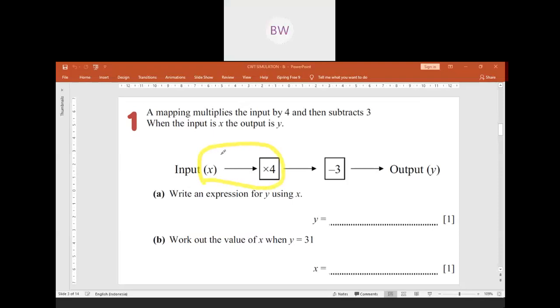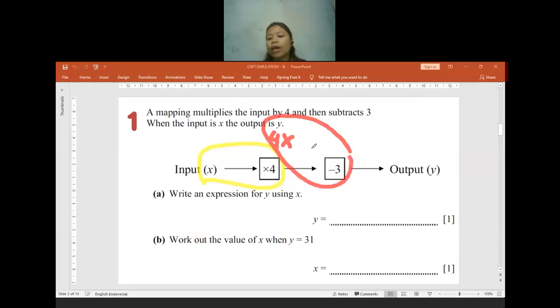After I got the 4x, now I have to subtract 3. Can I simplify 4x minus 3? No, right? So the answer will stay as 4x minus 3. Is there anyone who is confused with question 1a?